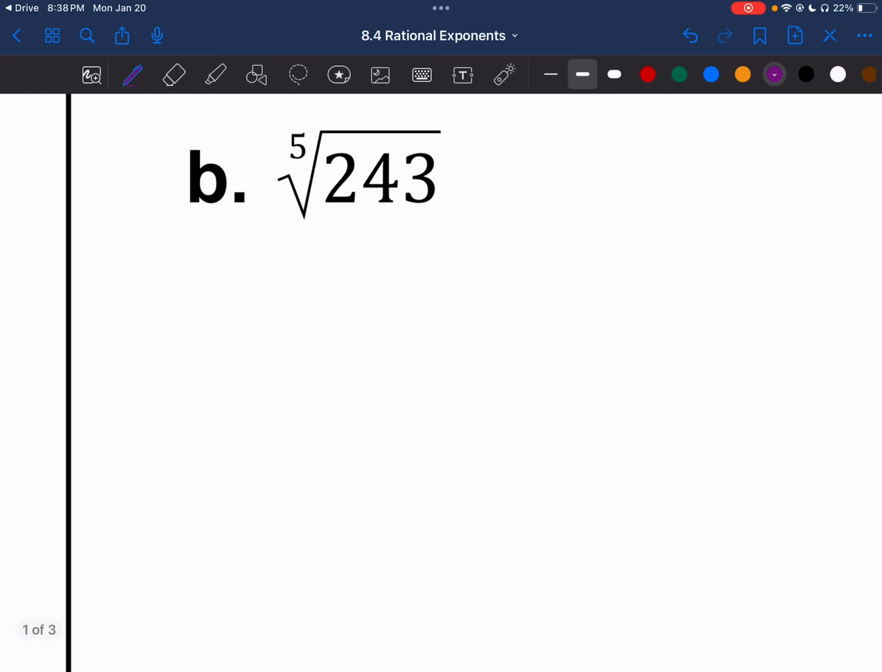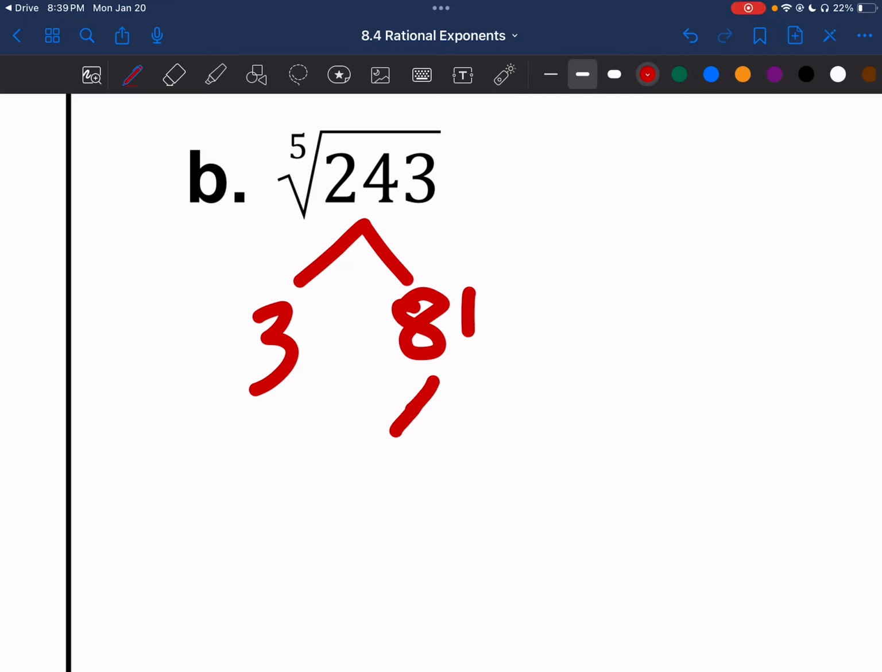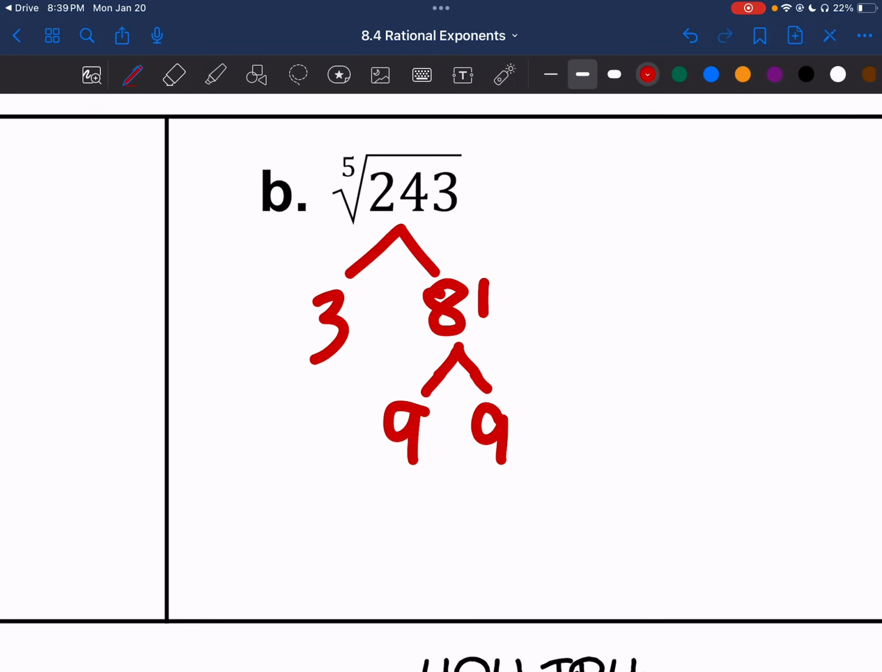So letter B, we have the 5th root of 243. For my first level, I'm going to take a stab in the dark and say we can divide 243 by 3, because 24 and 3 both get divided by 3. That's in fact one of the factors, so it's 3 and 81. Well, 81 I know is made up of 9 and 9, and 9 and 9 I know are 3 and 3, 3 times 3.